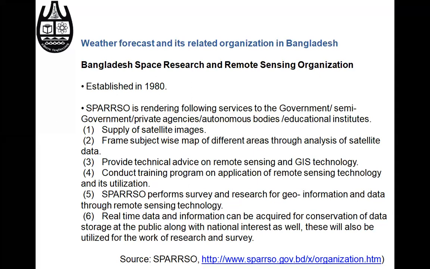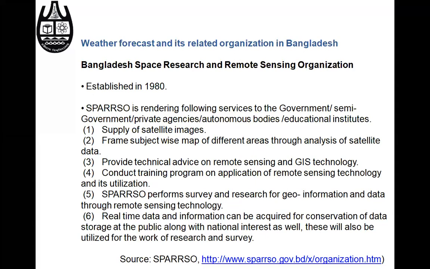Even some private organizations or other bodies can also collect data from SPARSO on the basis of their demand, on the basis of the money they need to provide. So in many different ways, you can collect data sets from SPARSO. They also provide real-time data and information to the public or for the national interest, so that it can be used for different research and analysis. And finally, that can be useful to the country.